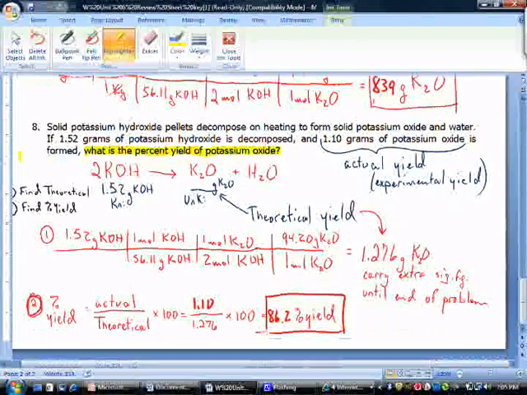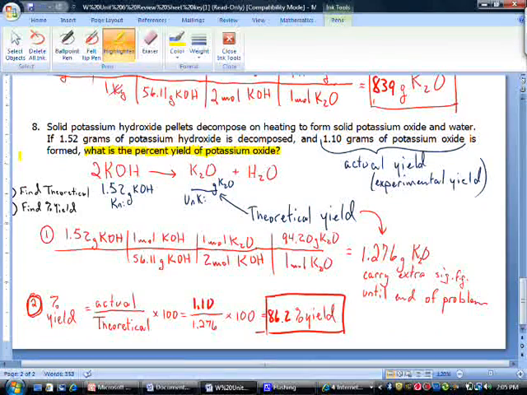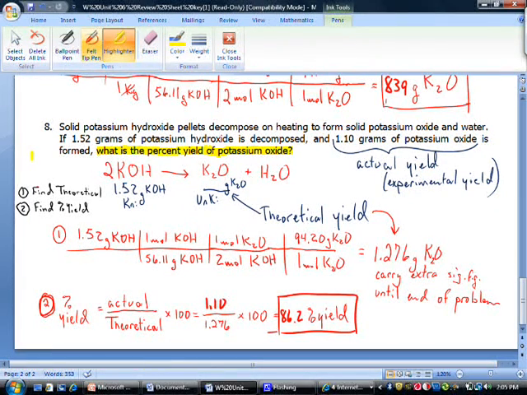Moving on to problem number 8. Problem number 8 says, what is the percent yield? To calculate percent yield, the first thing we have to do is a stoichiometry problem to find the theoretical yield. That's problem number 1 here. And the second thing we have to do is a calculation to find the percent yield. So keep in mind that what we know is the 1.52 grams of potassium hydroxide, and the thing we are looking for, our unknown, is this theoretical yield, so that we can use it to calculate percent yield.